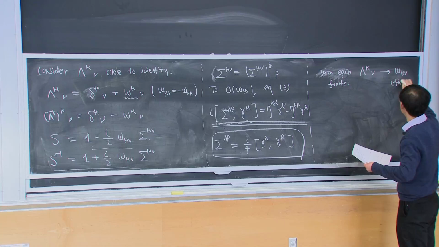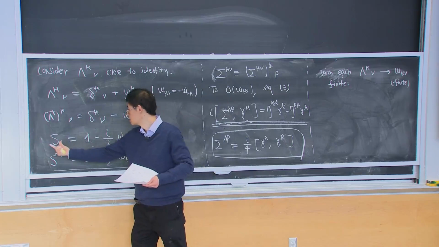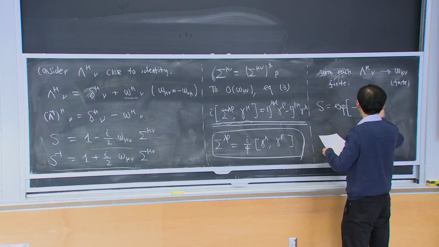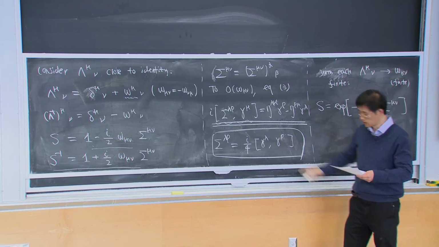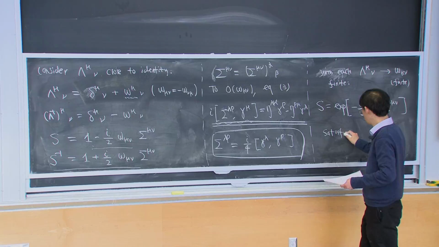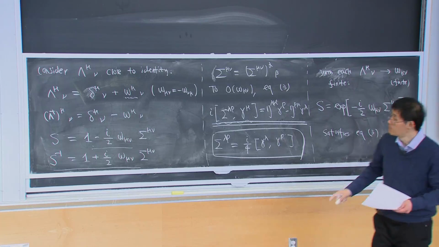And now we can just obtain S by exponentiating this, okay? The corresponding S would be S equals exponential of minus i over 2 omega mu nu sigma mu nu. And sigma mu nu is given by this one, okay? You can check yourself, this satisfies equation three. Yep. That's the finite equation.